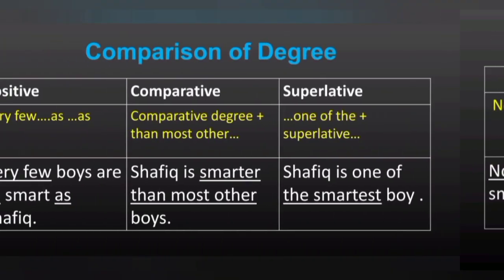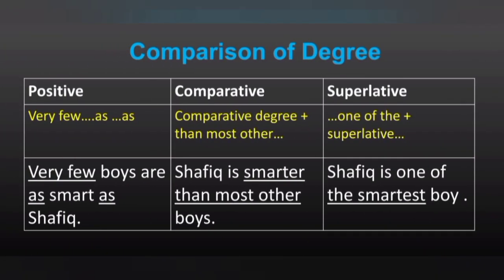superlative degree. Dear students, here we have another sentence. Shofiq is one of the smartest boys. That means the superlative degree smartest, there are more than one boy like Shofiq. There are other boys who are also very much smart. And according to smartness, they are equal. That's why we are talking in this way. Shofiq is one of the smartest boys. That means there are other smart boys also.